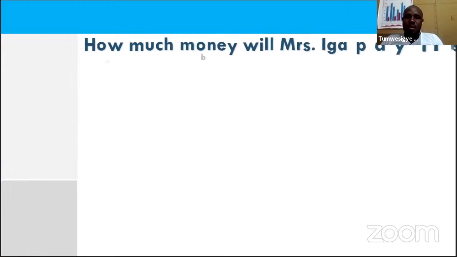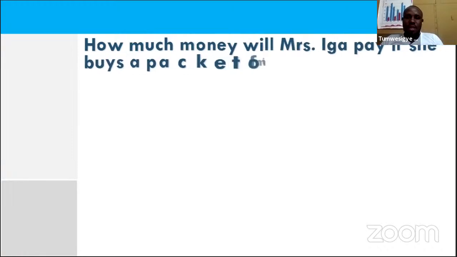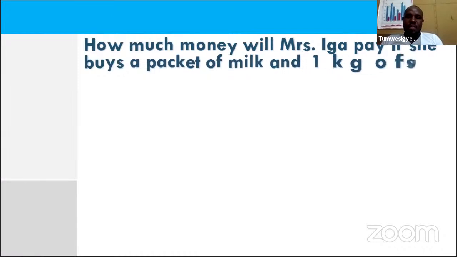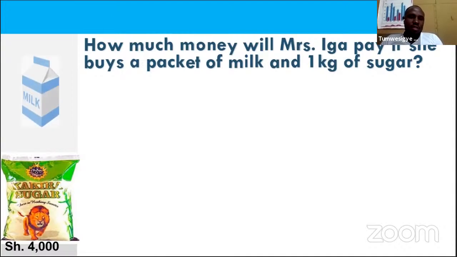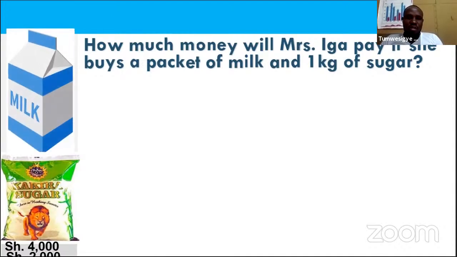We had this question here. It was asking, how much money will Mrs. Iga pay if she buys a packet of milk and a kilogram of sugar? So we went ahead and looked at this one here. We said we had the price of sugar as 4,000, and the price of milk as 2,000.